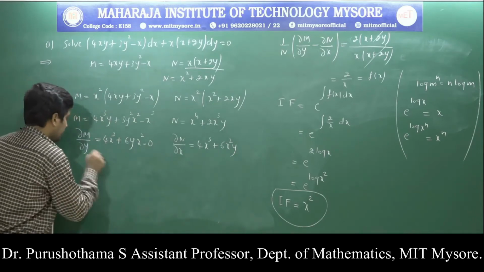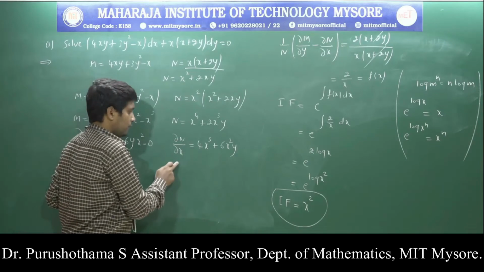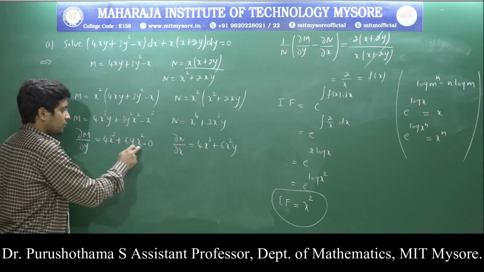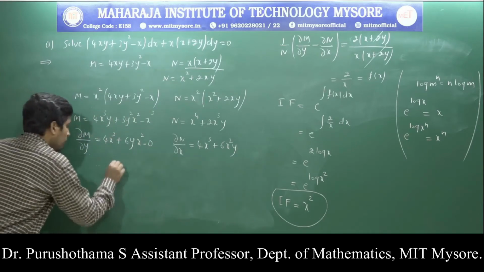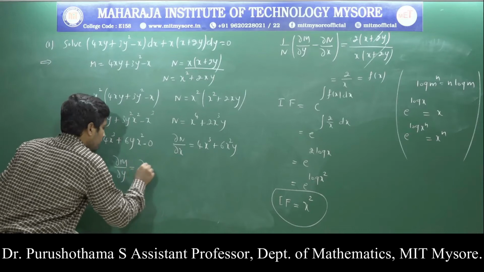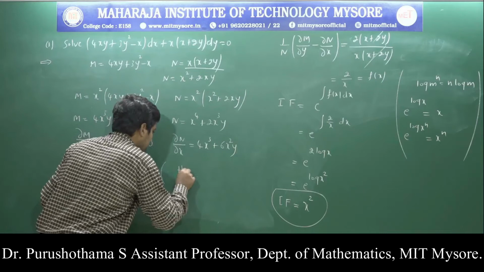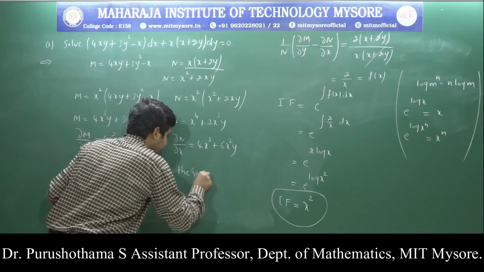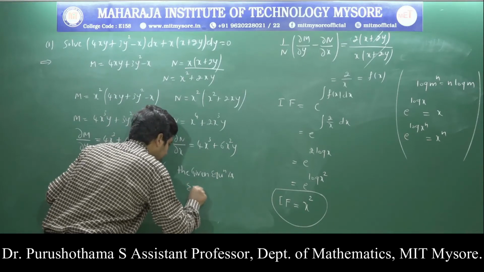Now observe the derivative of M with respect to y and N with respect to x: both are 4x cube plus 6x square y. Therefore, the derivative of M with respect to y is equal to the derivative of N with respect to x. Now the given equation is an exact differential equation.